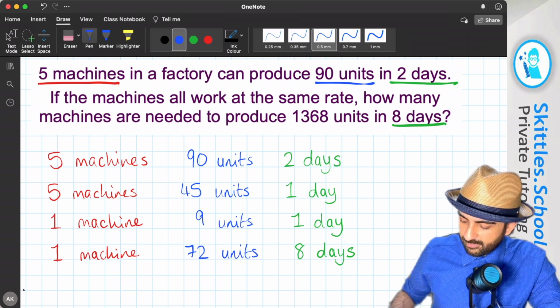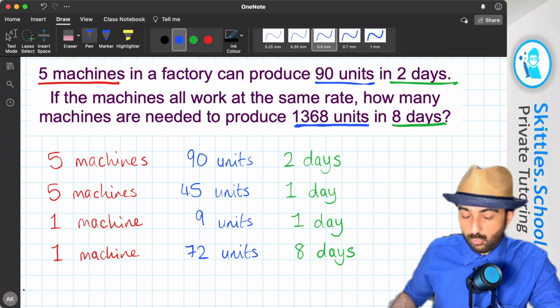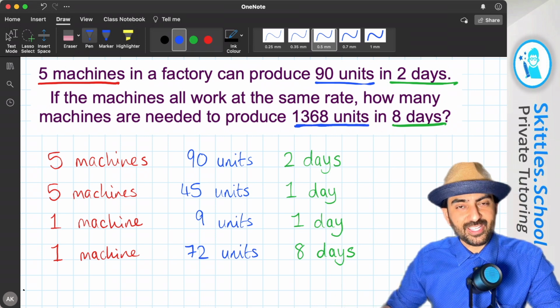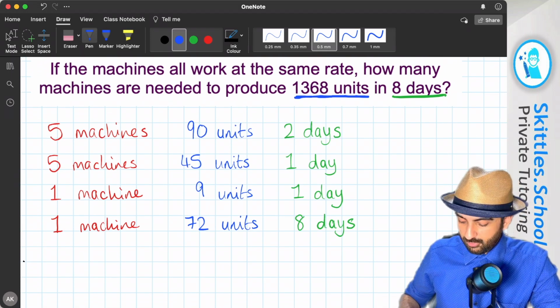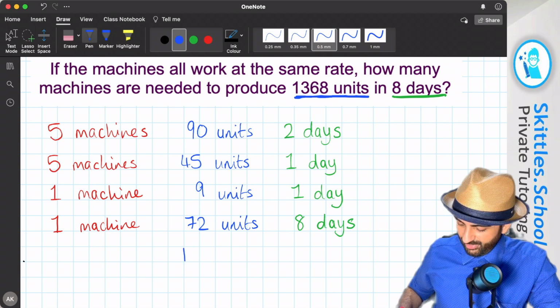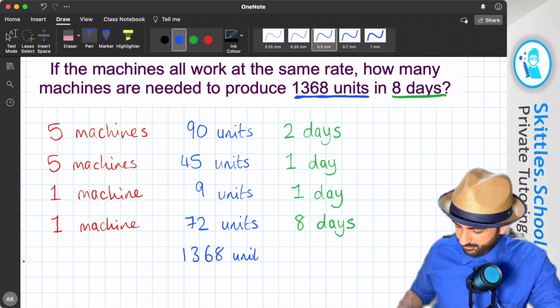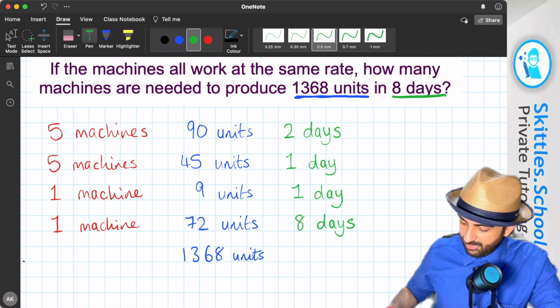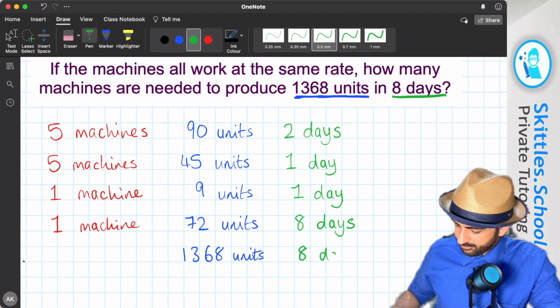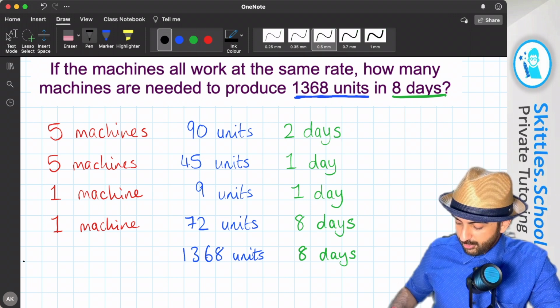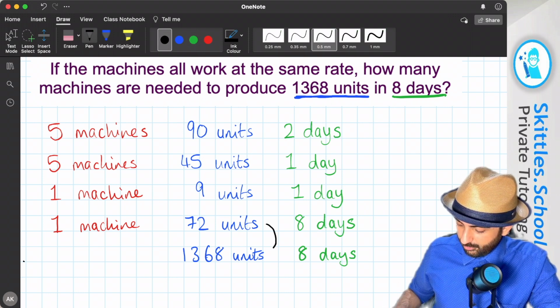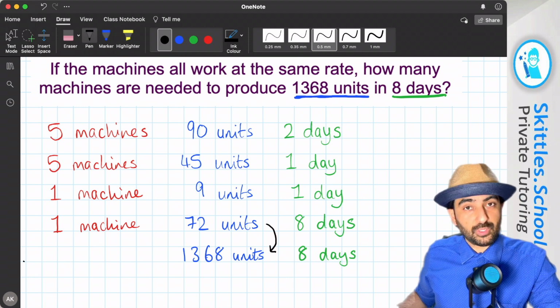But we need to find out how many machines we will need to make 1,368. So, all we're going to have to do is get to 1,368 units in the same 8 days. And you may need a calculator for this. You find out how to get from 72 to 1,368.